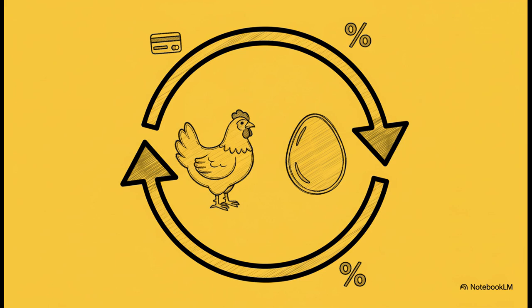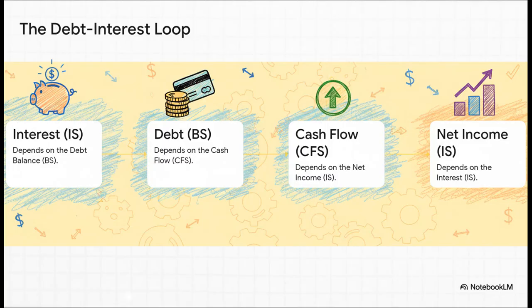It's like trying to figure out the interest you owe on a loan when the size of that loan might change depending on how much cash you have, which in turn depends on the interest you owe. See the problem? Okay, so here's how that loop works. Your interest expense on the income statement depends on your debt balance, but your debt balance depends on your cash flow, because you might need to borrow more if you're short on cash. Well, your cash flow depends on your net income, and your net income depends on, you guessed it, your interest expense. And boom, we're right back where we started. Now, in the real world, modelers often break this loop by just using last year's debt balance to calculate this year's interest. It's a common shortcut.